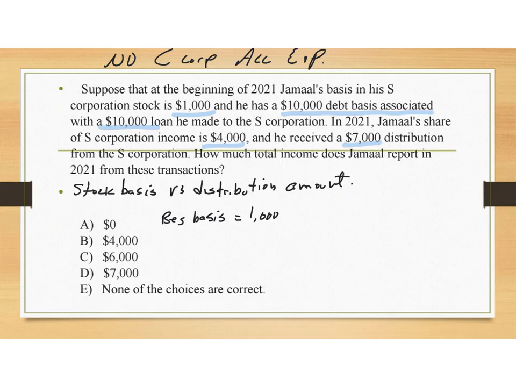So we had S corporation income of $4,000. That's an increase in basis for ordinary income. So that's a $5,000 basis. And what was our distribution? Our distribution was 7.